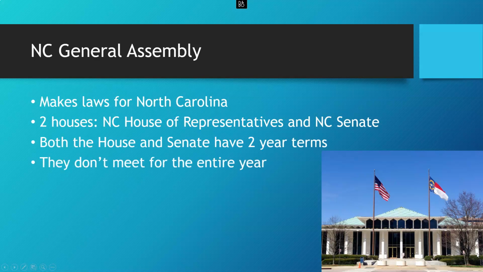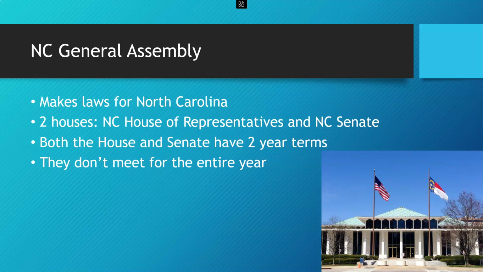The first thing we're going to talk about is the North Carolina General Assembly. Their responsibility for North Carolina is they make laws for our state. We would consider this kind of like the legislative branch of the United States government. And in North Carolina, we have the House of Representatives and the Senate, which is pretty similar in most states.